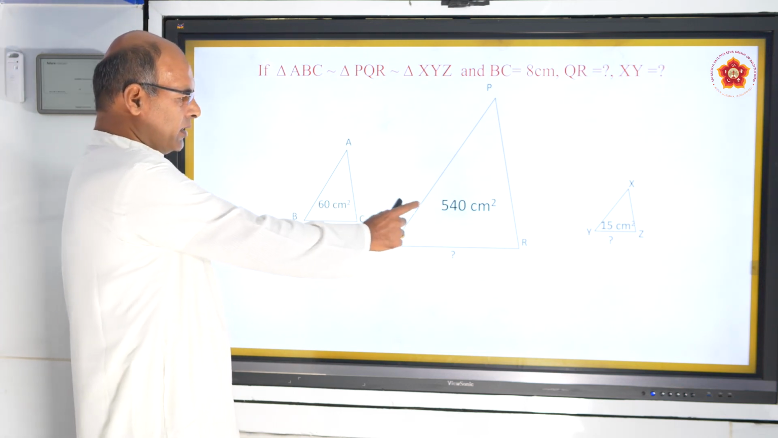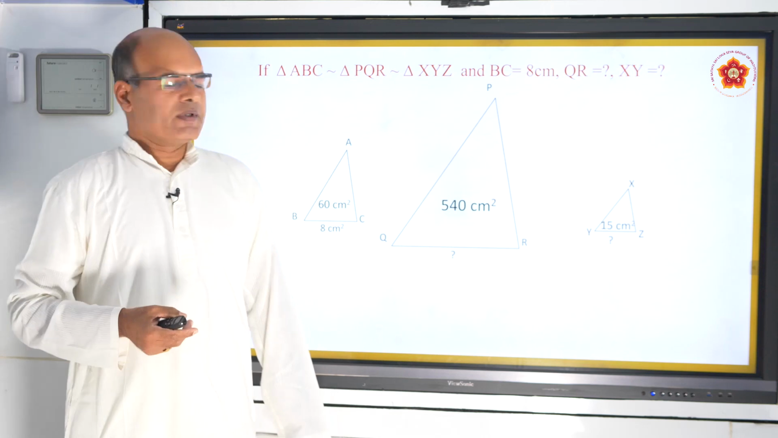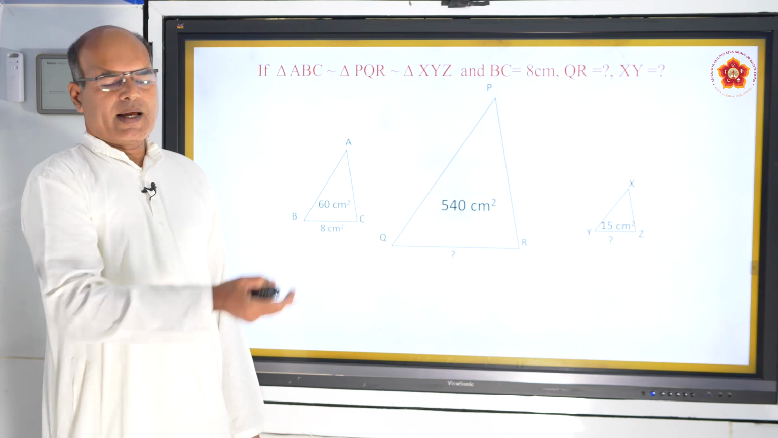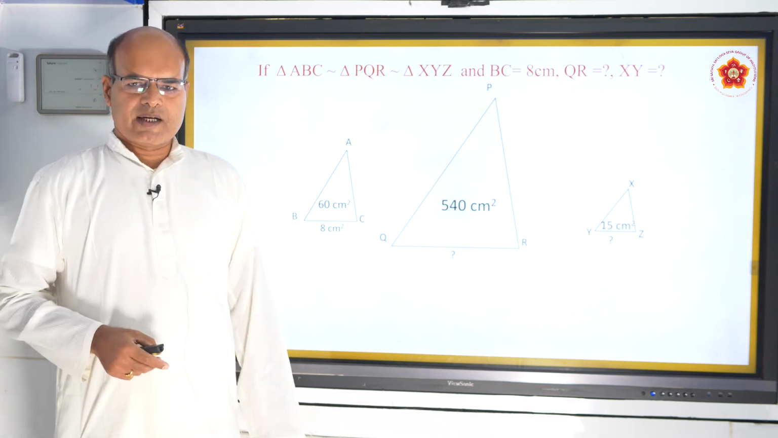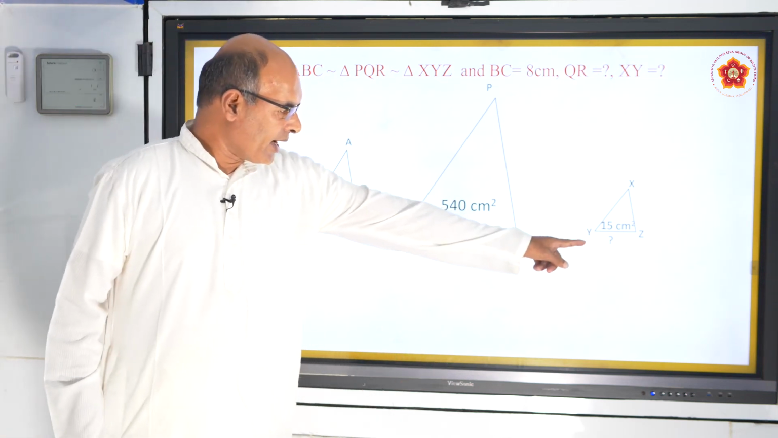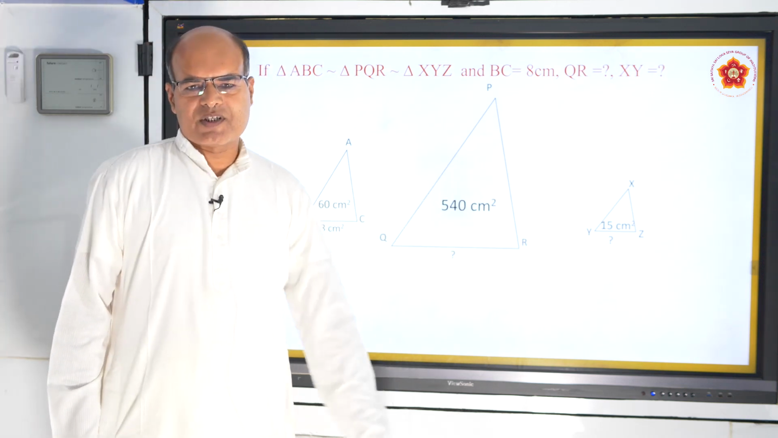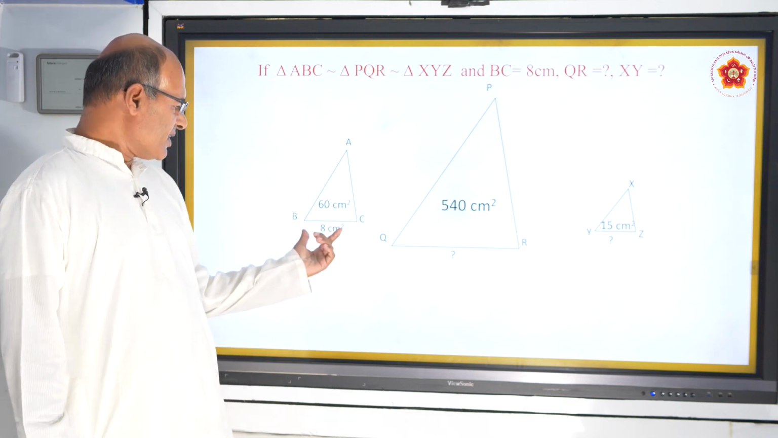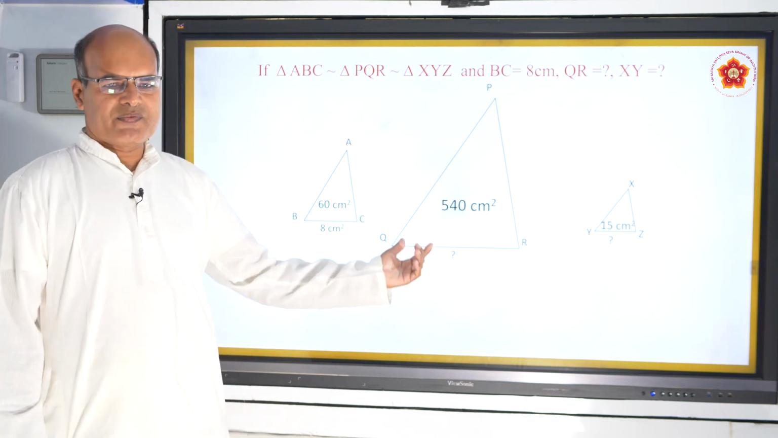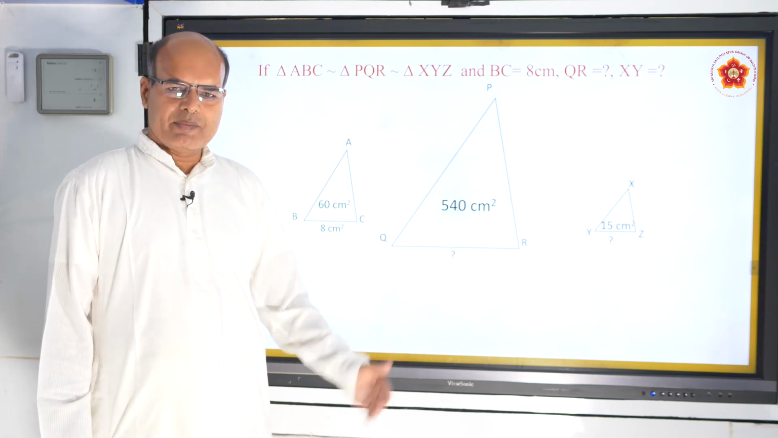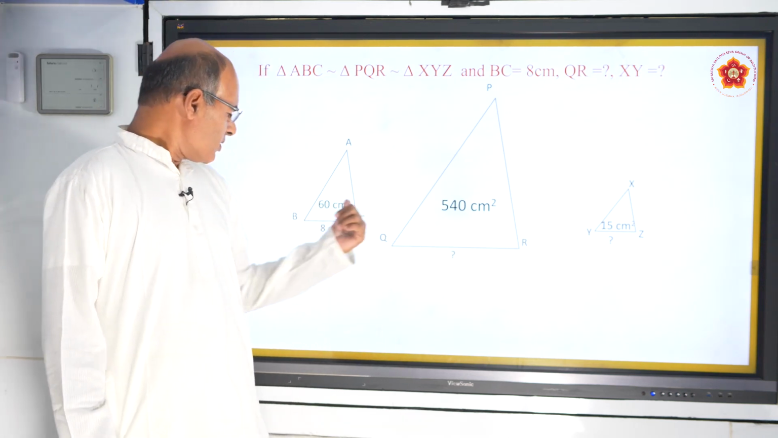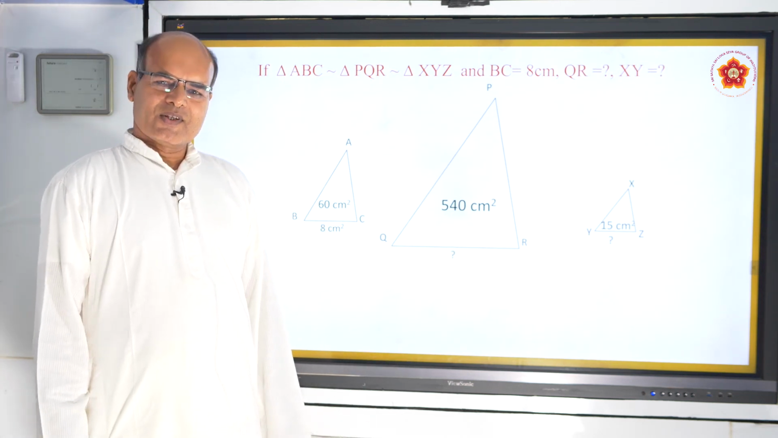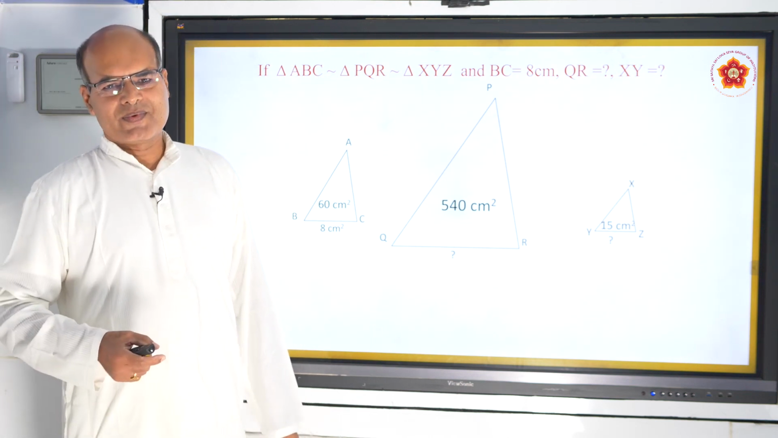Here 60 centimeter square, 540 is 9 times of 60. So the area of the second triangle is 9 times the area of the first triangle. Area of the third triangle is 1/4 of the area of the first triangle. So if you are thinking it is 8 centimeter, then QR is 9 times of 8, that is 72 centimeter, and YZ is 1/4 of 8 centimeter, that is 2 centimeter. So sorry to say, you are wrong.